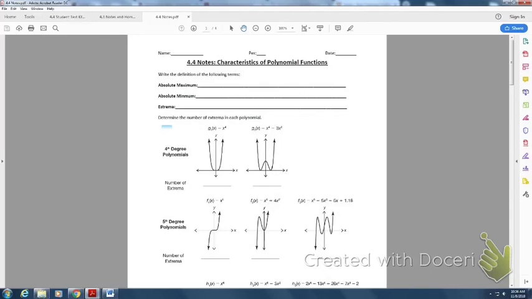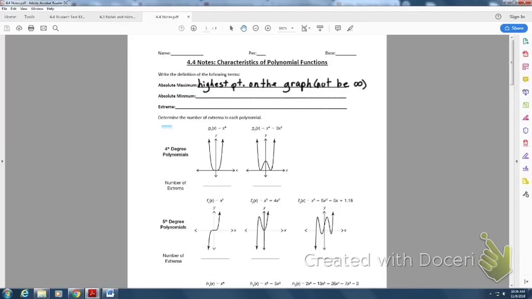So your absolute maximum, that is going to be exactly what it sounds like. It is going to be the highest point on the graph, but if you're ever asked to identify it, it cannot be infinity. Okay, it will never be infinity.